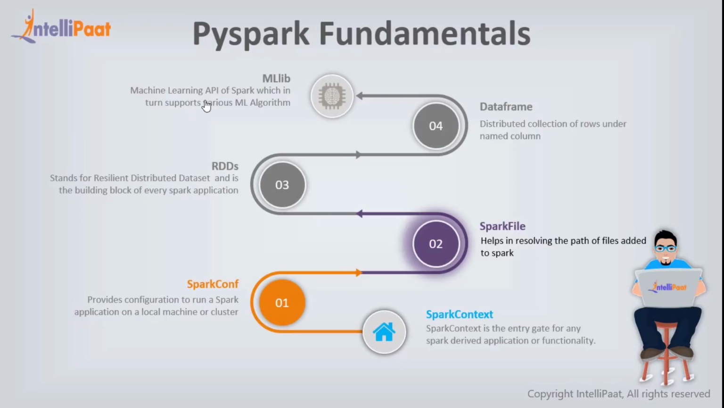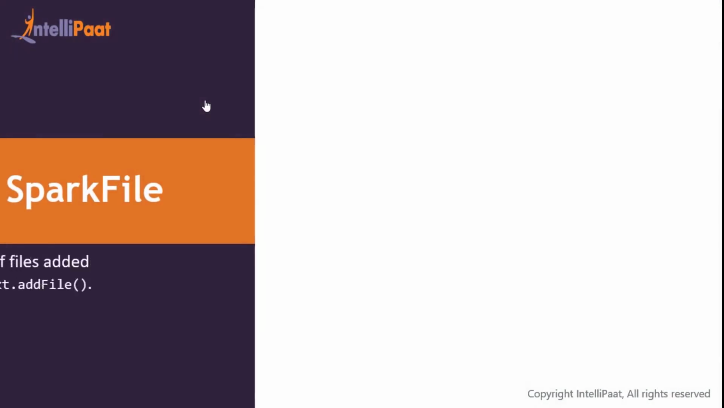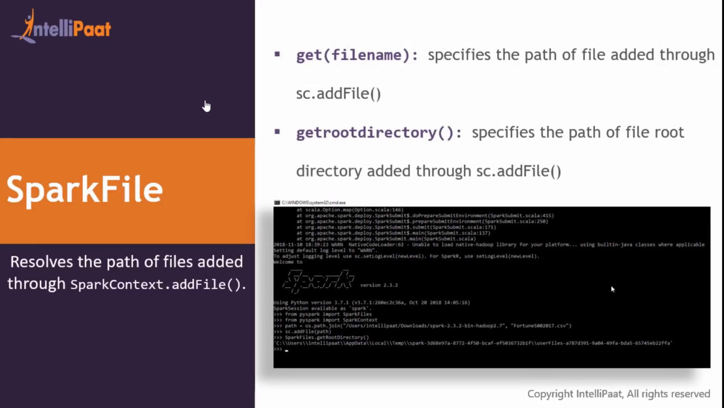So next in the PySpark fundamentals we have SparkFile. The SparkFile helps in resolving the path of files added to Spark. Let me first tell you what it is. Whenever you have to upload your file in Apache Spark, you can upload it using sc.addFile, where sc is your default Spark context, remember? And whenever you want to retrieve the path on a worker, you can get it using SparkFiles.get. SparkFiles is used to resolve the path of the file added through SparkContext.addFile.